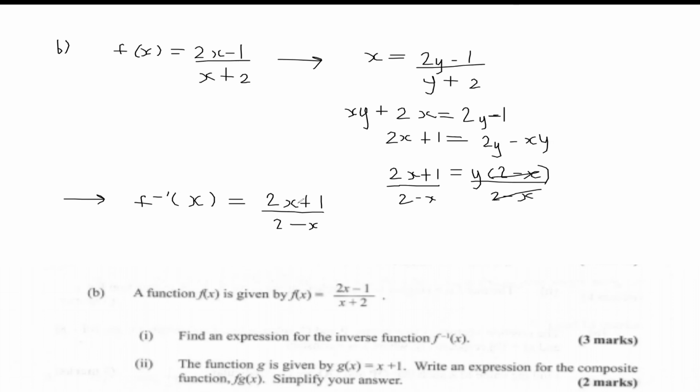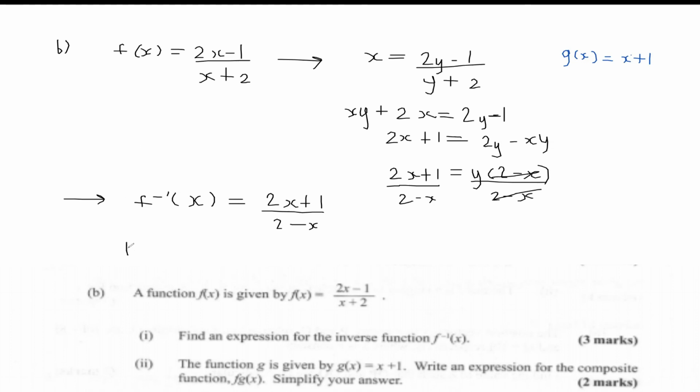All right, now the next part of the question says, the function g of x is equal to x plus 1. So they give us another function g of x. Let's put that function in a different color. They give us some function g of x. And they tell us that g of x is equal to, what is g of x? x plus 1. So g of x is x plus 1. And then they're asking us to find out what is fg of x.